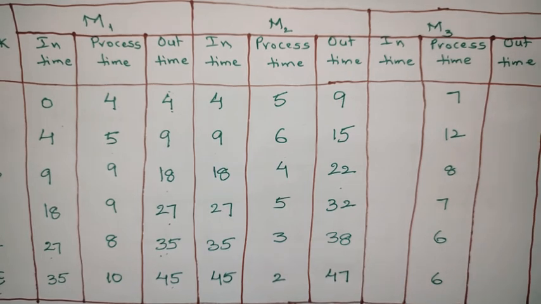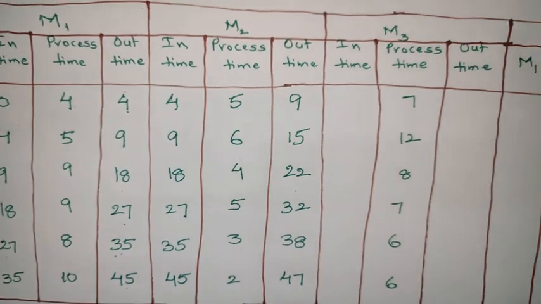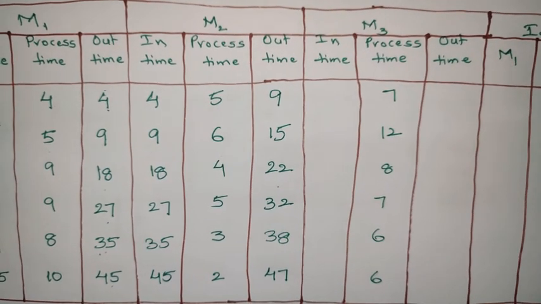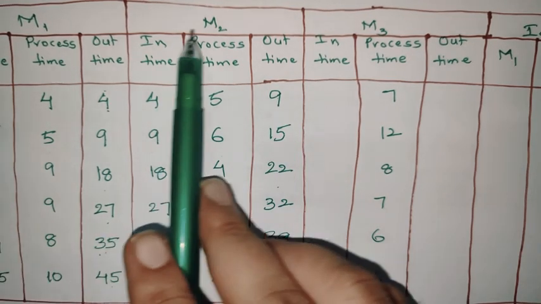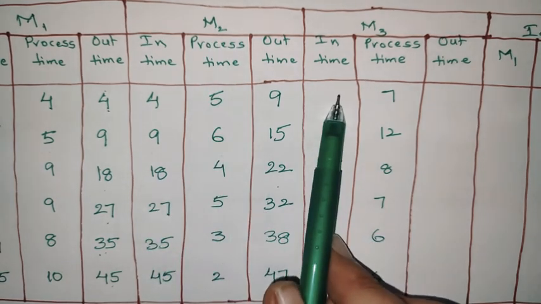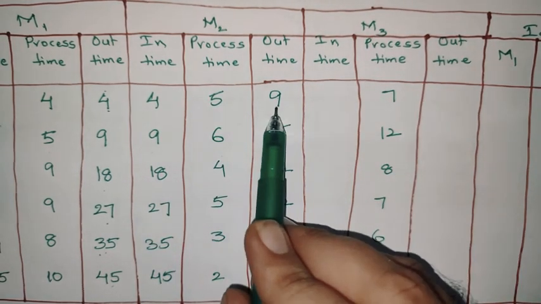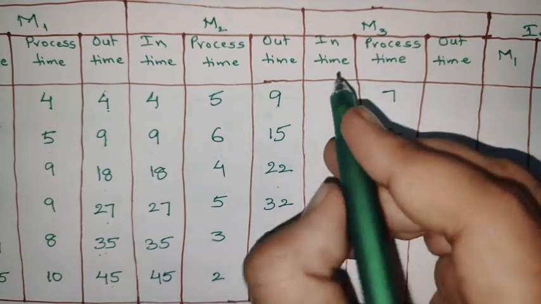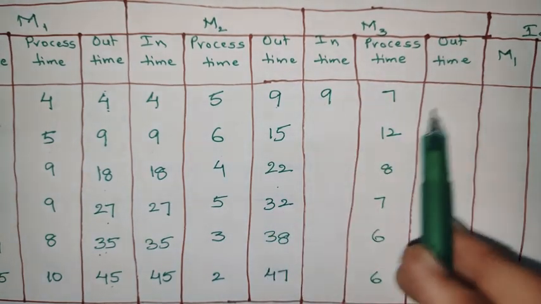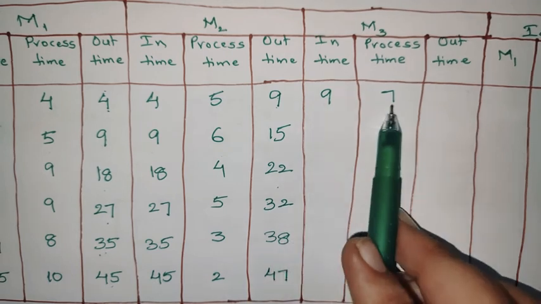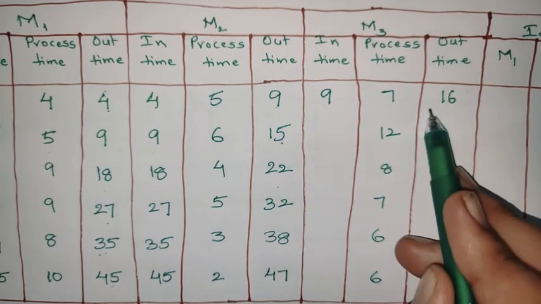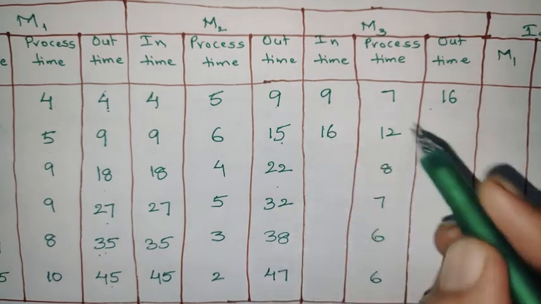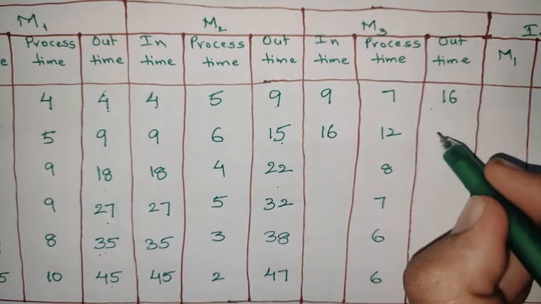And next, let us find the in times and out times for machine 3. So the out time of task A on machine 2 is the in time on machine 3. So out time is 9, so in time will be 9. Out time on M3 is 9 plus 7, 16. Maximum of 15 and 16 is 16. Out time 16 plus 12, 28.